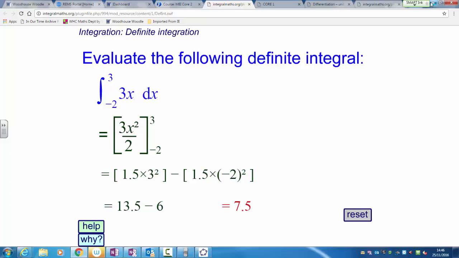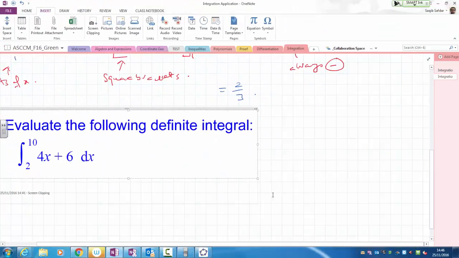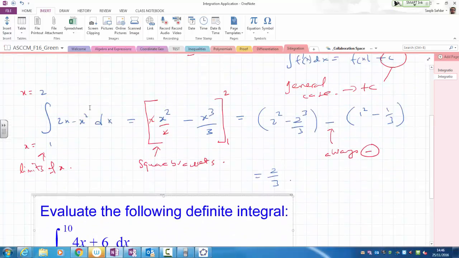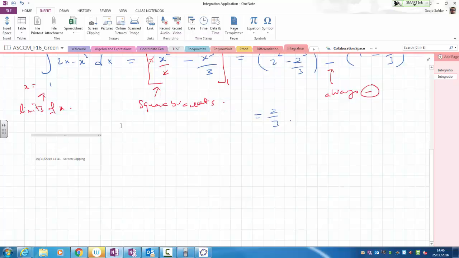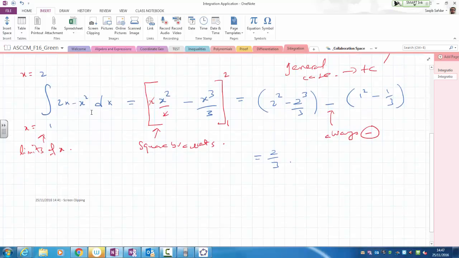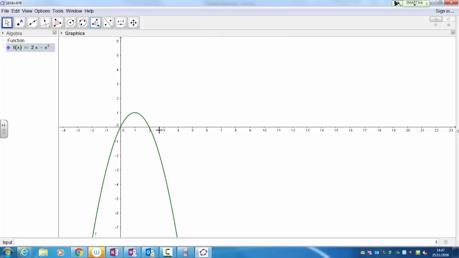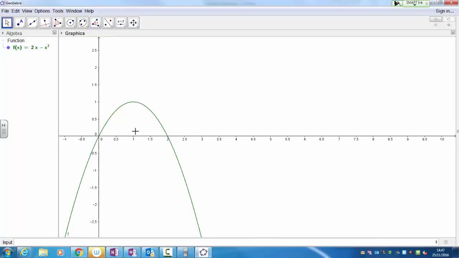Now, if we were to go back to the equation we started off with, which was this one here, 2x minus x squared, and just see what this looks like. And remember our limits are 2 and 1. So here's 2x minus x squared. Let me zoom in. And remember the limits are 2 and 1.